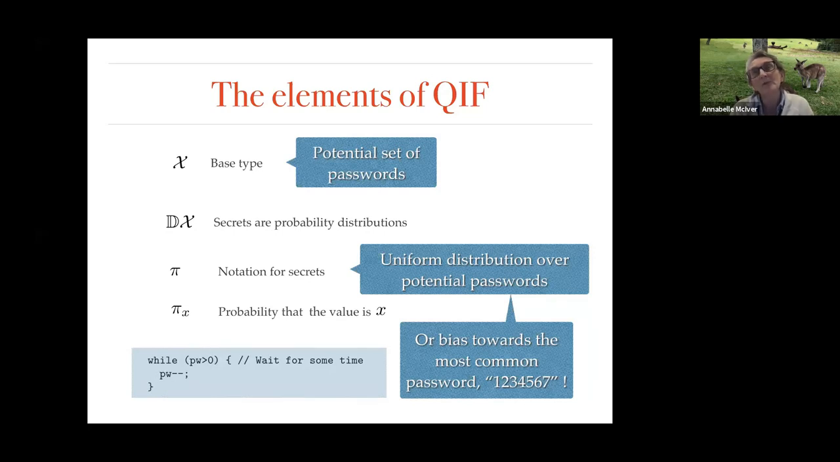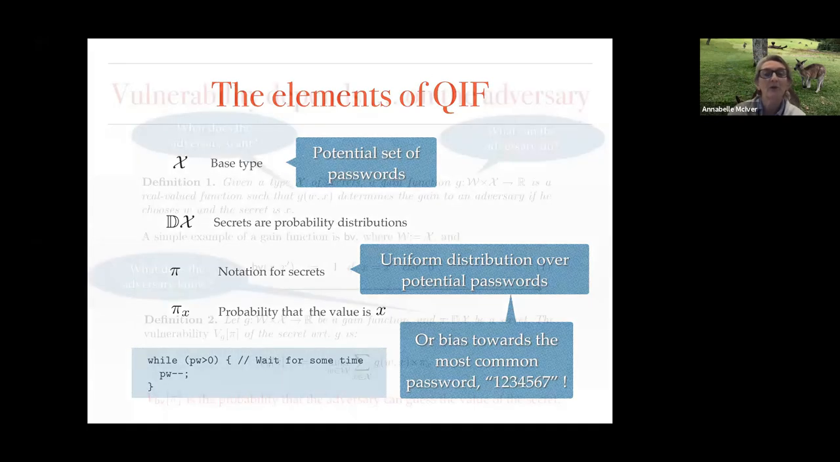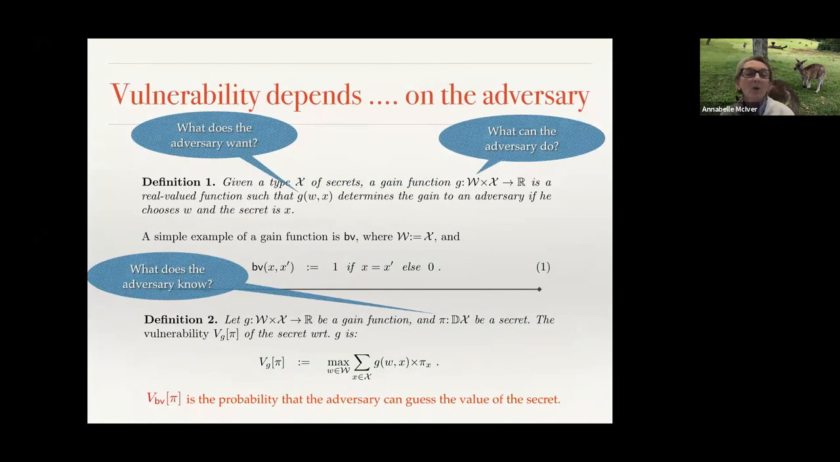For example, if you want to model an adversary that doesn't know anything, you might just choose a uniform distribution for the prior. But of course, if you look up the most common password, you find out that it's 1, 2, 3, 4, 5, 6, 7. So you might want to bias your pi towards these commonly used passwords. And then the mechanism is of course the program, which we'll get to in a moment. So what we need to do though is model the adversary. When you think about an information theoretic adversary, you have to actually think about, well, what does the adversary want to do?